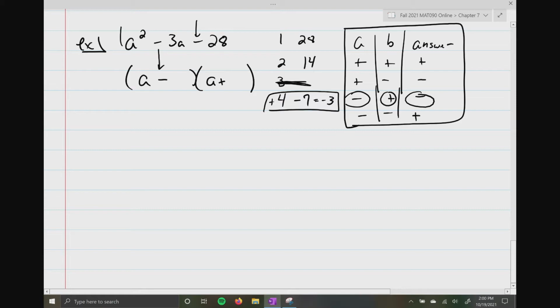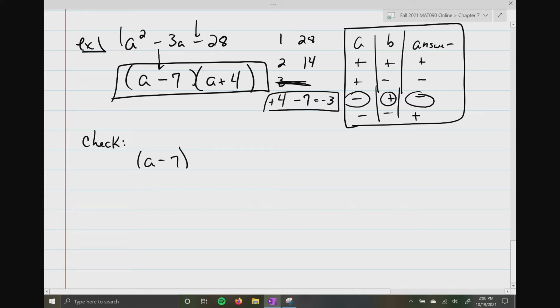And I'm just going to go ahead and write my answer out. 4 is positive, 7 is negative. And there you go. And here's the great part about this. You might be sitting there asking yourselves, well, how do you check just to make sure you're actually correct? Well, all you got to do is take your answer and distribute. A times A is A squared. A times 4 is plus 4A.